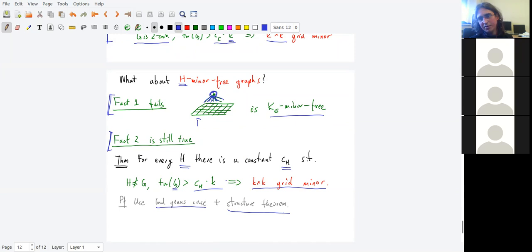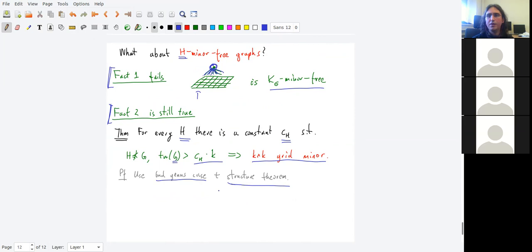Good. So this is everything I wanted to say for today. I am very sorry for these technical details in the flow-cut duality. I hope that we'll be able to fix it, and I hope that we'll be able to fix this nice proof using Sperner's lemma, because using Sperner's lemma is always nice in the case of topological graphs.